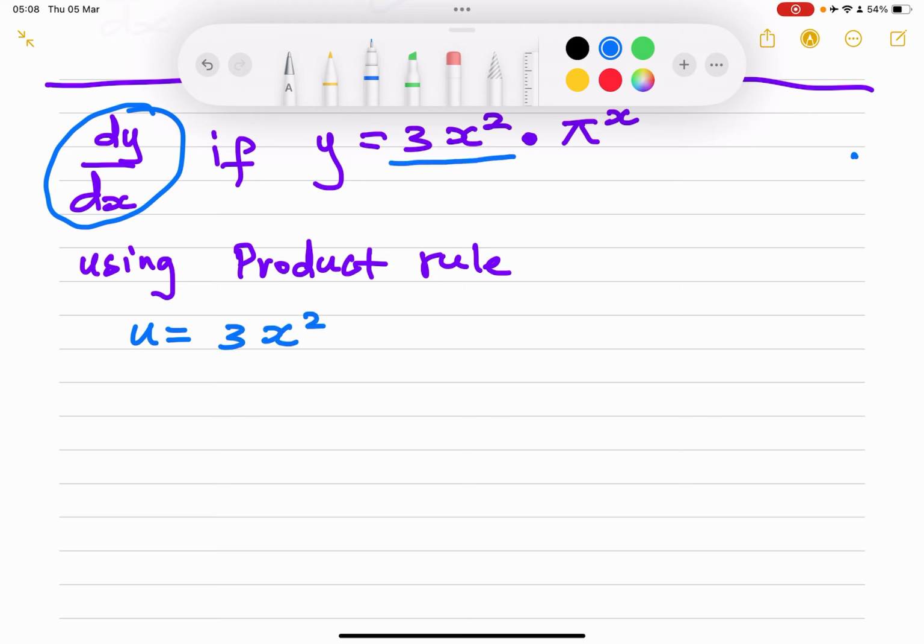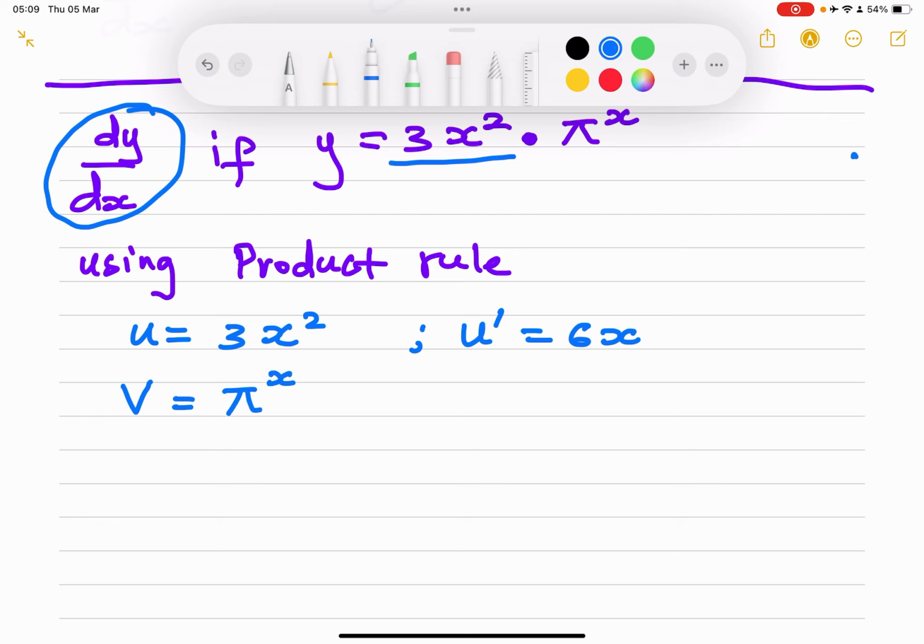3x squared, right? And then the derivative of u would be 6x, because it's 2 times 3, which is 6, and then 2 minus 1. Then the second function, I'll call it v. So v is pi to the power of x.